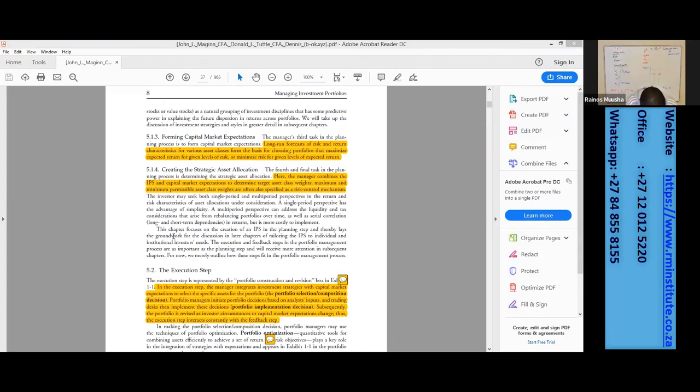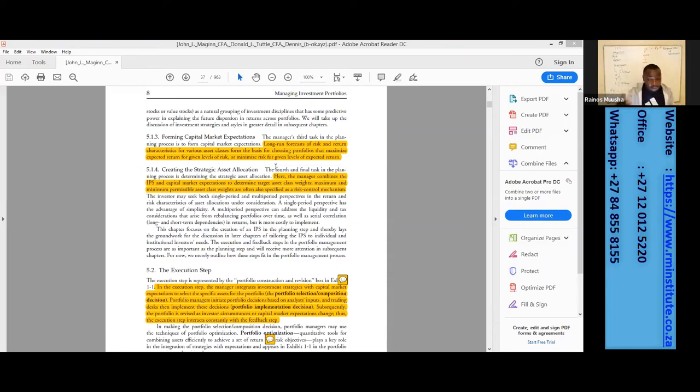Maximum and minimum permissible asset class weights are often also specified as a risk control mechanism, which means when it comes to strategic asset allocation as well, you're going to be saying roughly how much we are going to be putting in the different asset classes.